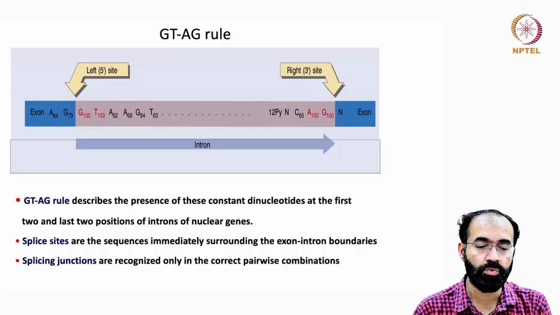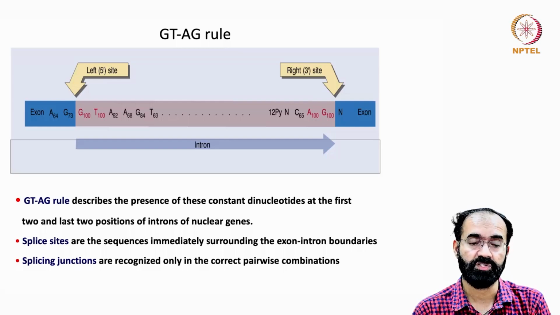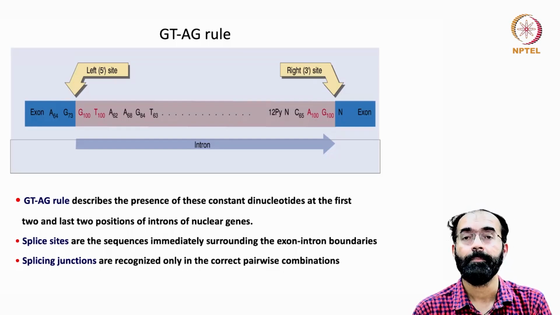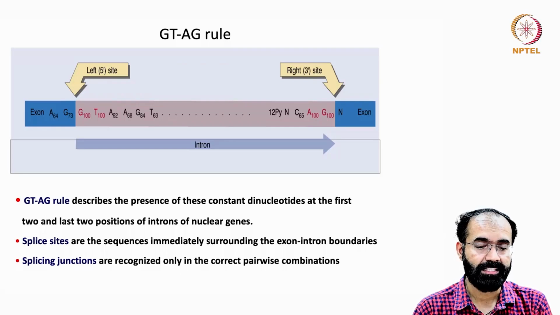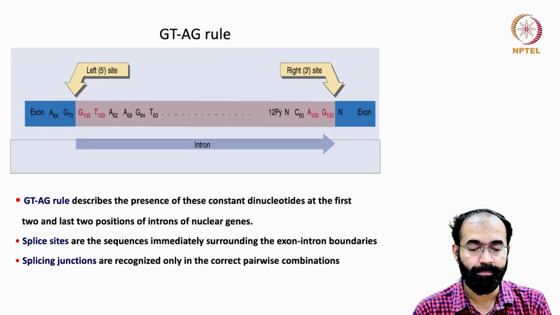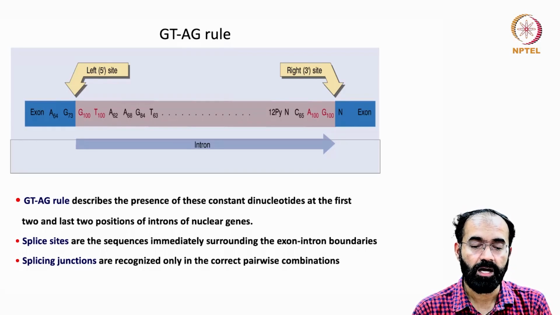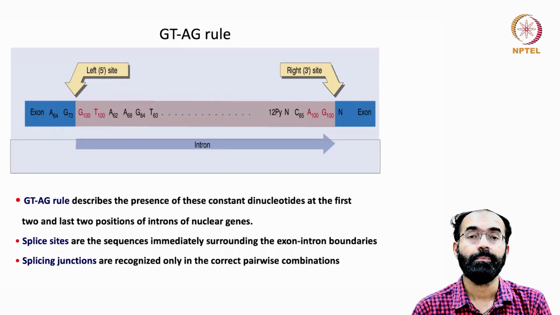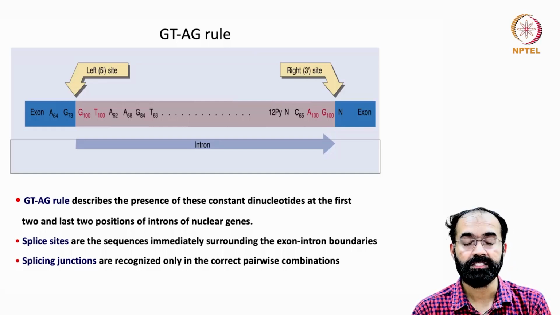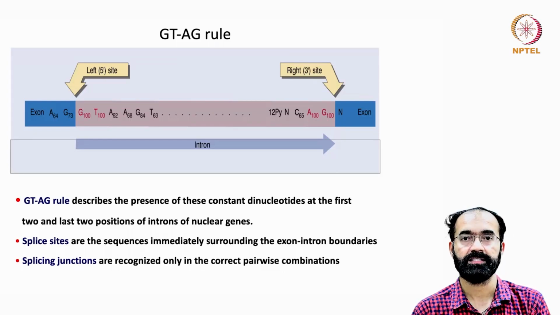So the GTAG rule describes the presence of this constant dinucleotide at the first and the last two positions, GT and AG, of the introns. The splice sites are the sequences immediately surrounding the exon-intron boundary: the 5' splice site and the 3' splice site. The splicing junctions are recognized only in the correct pairwise combinations. So we will revisit more about the splicing in the subsequent classes. Thank you.